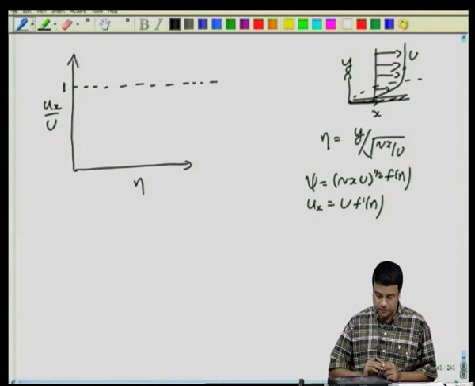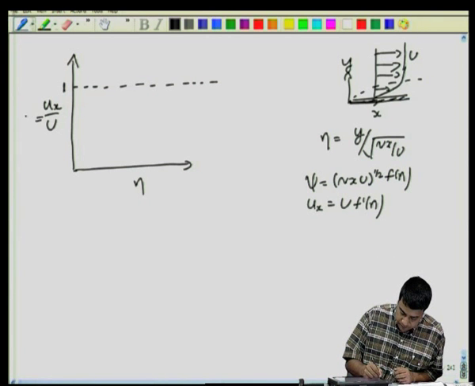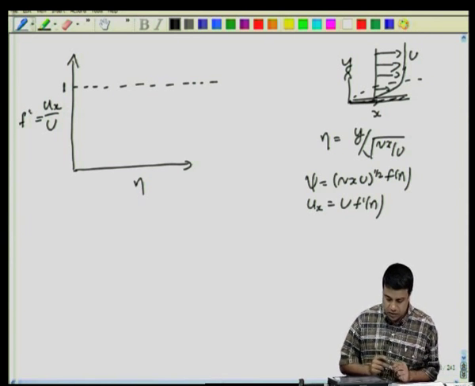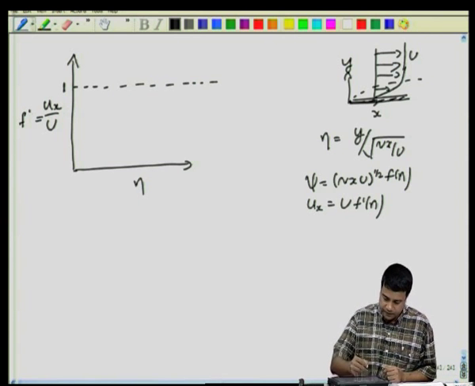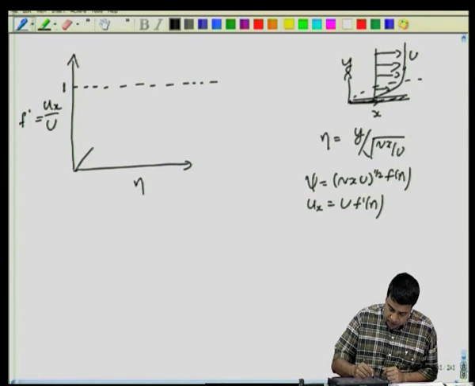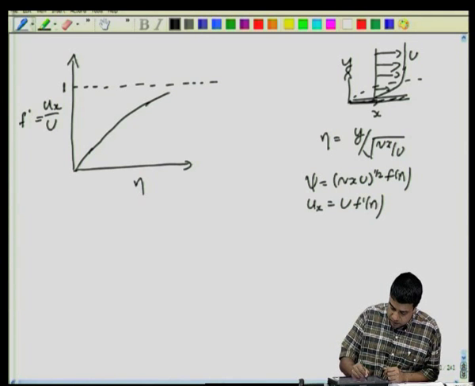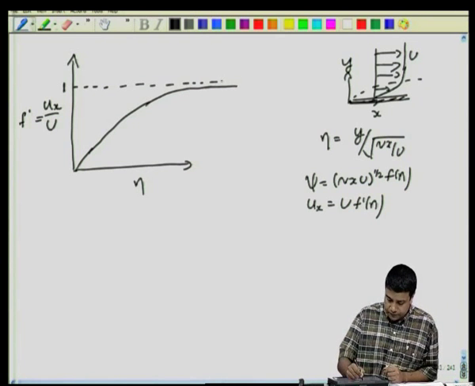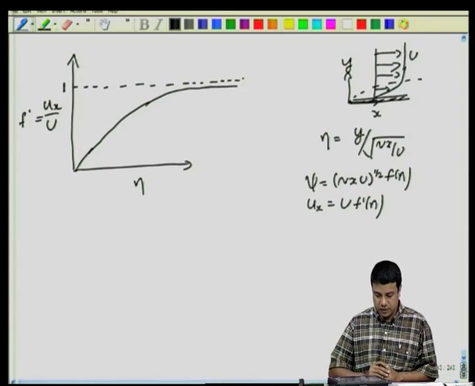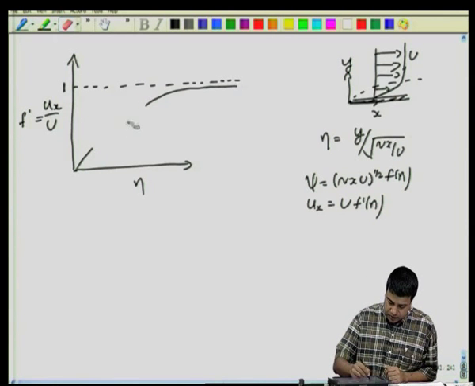That means that this is equal to f prime, and it has to decrease to 0, and you get a profile that goes something like this. Let me just plot it a little better.